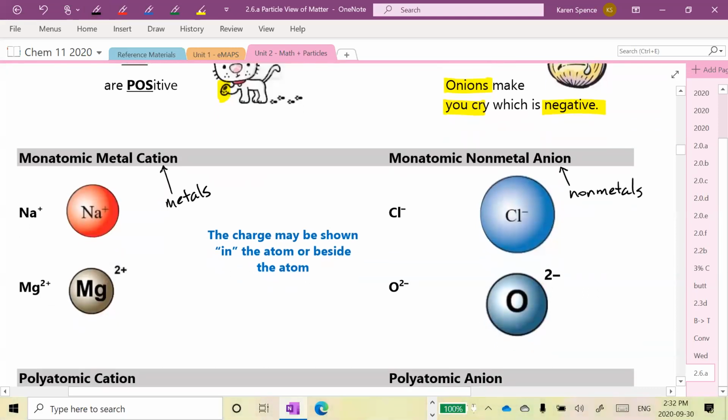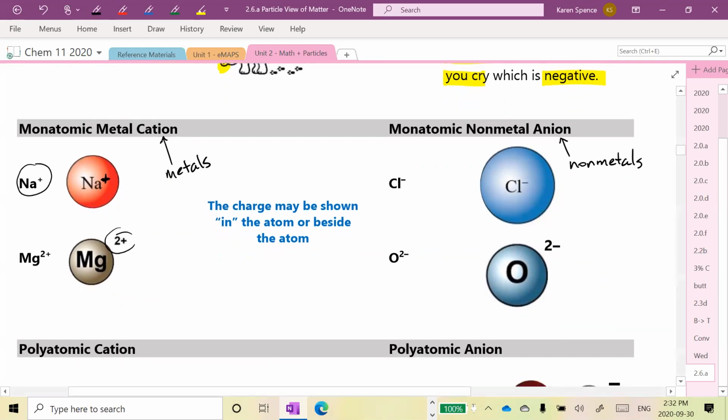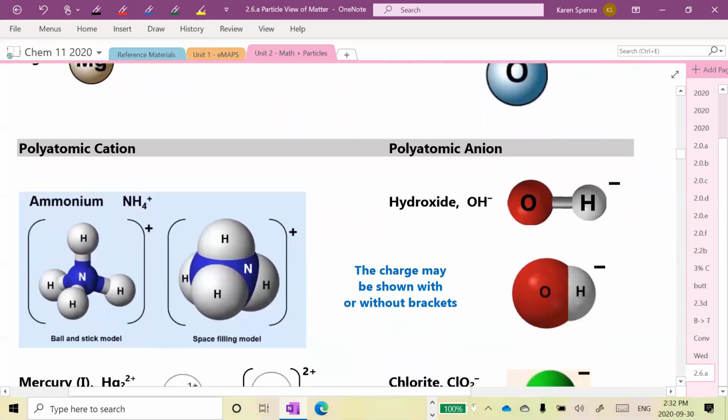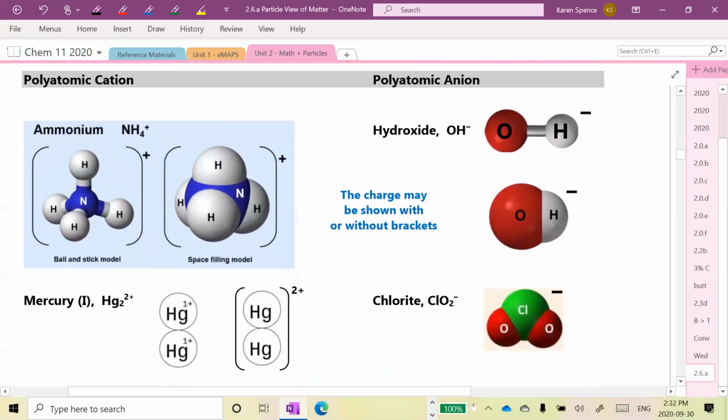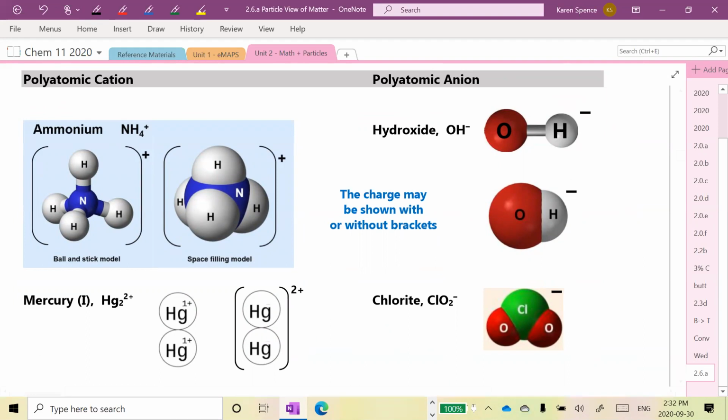And you can represent them. If you're writing the symbol, you just write Na+. If you are drawing a little model form of it, you can either put the plus charge inside the circle, or on the outside of the circle. It doesn't matter. Either way, you show that you have an ion by having that charge there. Here are some pictures of polyatomic ions. In 2 units from now, you'll get really familiar with these. There are actually only 2 polyatomic cations.